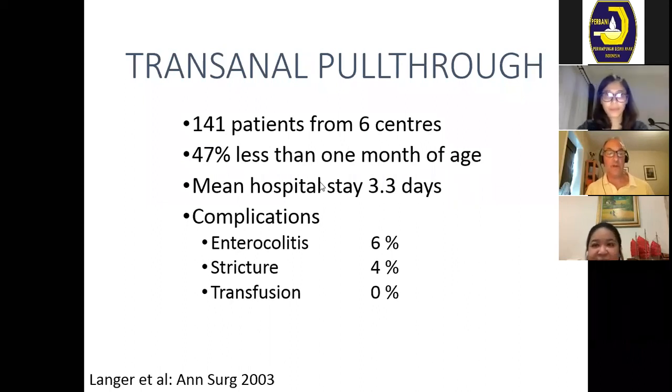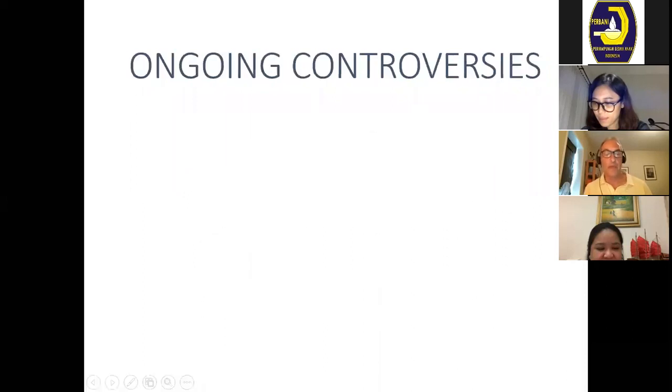And again, we saw a shorter hospital stay than with the open procedure, with a very acceptable complication rate, similar to an open pull-through. This paper was published in 2003. I think it's safe to say that the transanal and laparoscopic approaches have become the standard most places in the world.